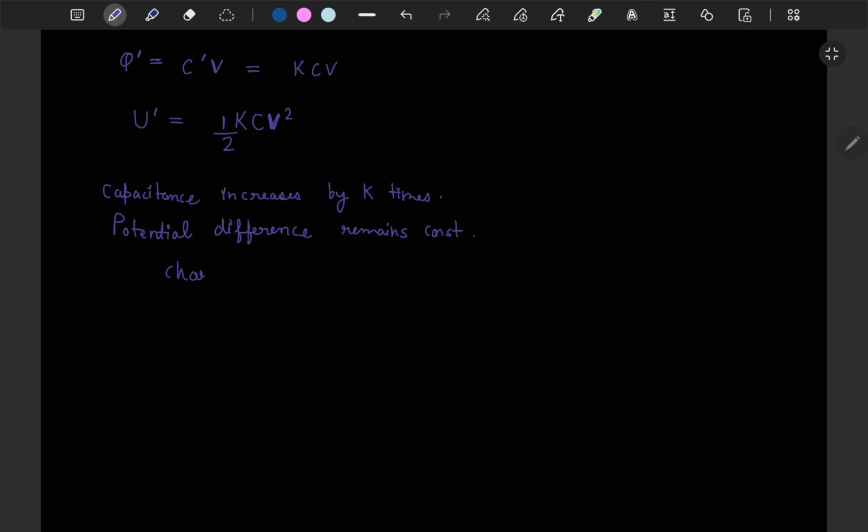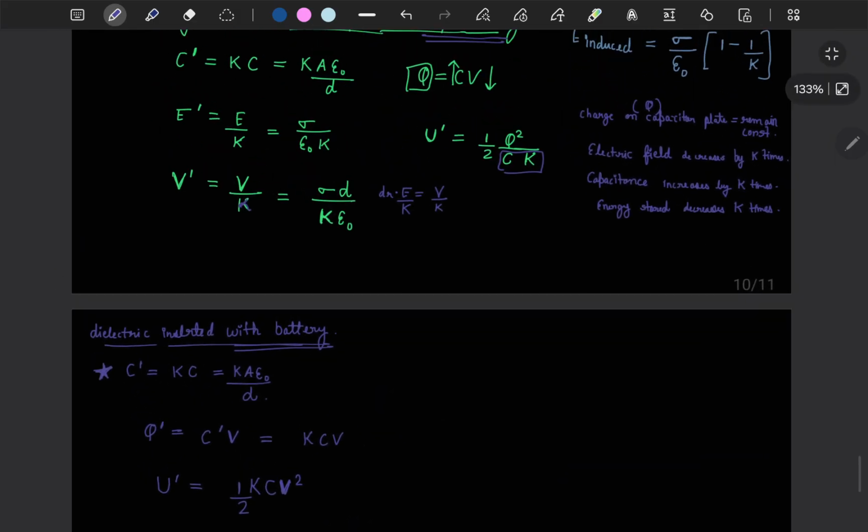But here charge increases k times because of the increase in capacitance by k times, and the energy stored in this case increases by k times, whereas in case of without battery it was decreasing by k times.